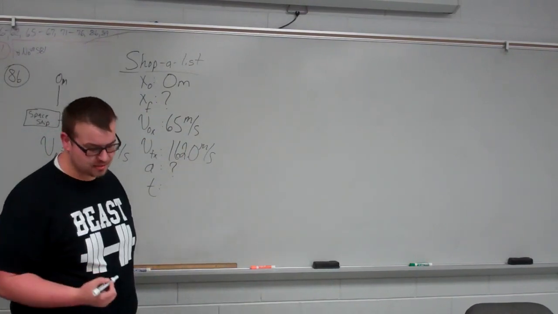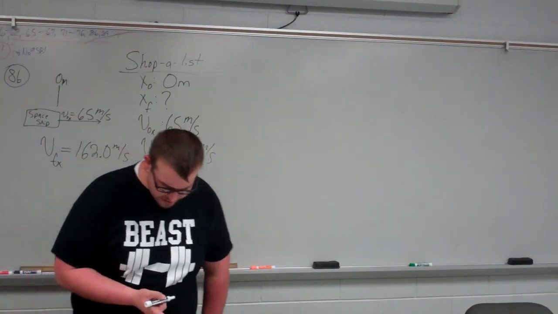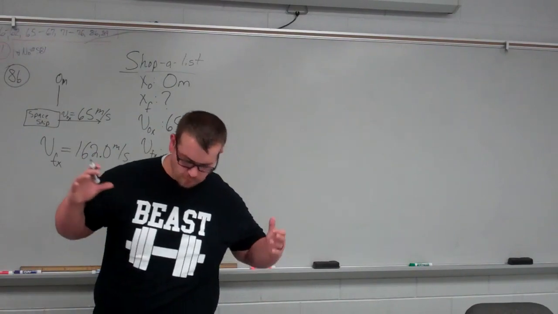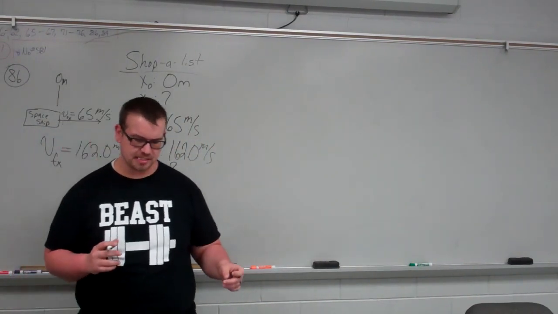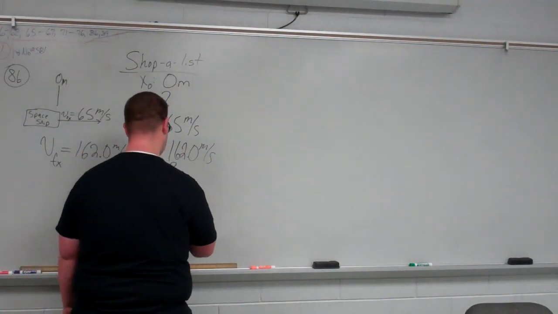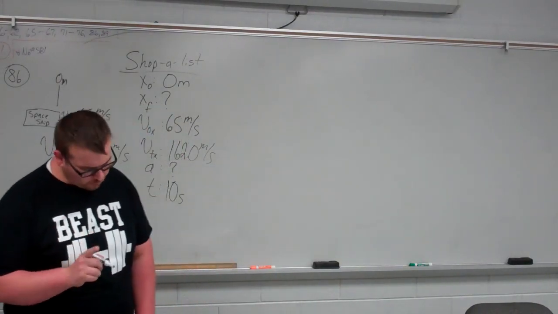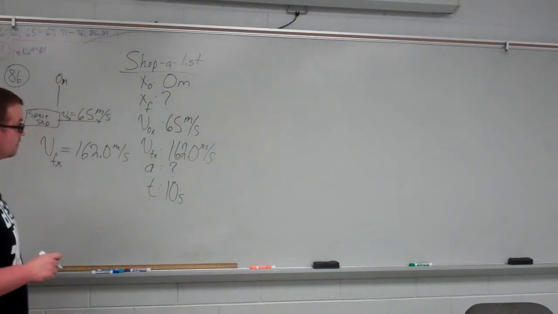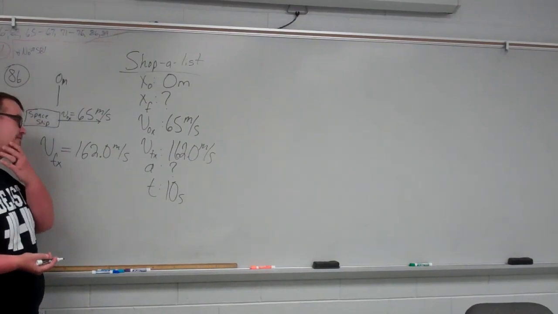If you paid attention to the question where it says how far would the spaceship move, it told you that it had that uniform forward acceleration from 65 meters per second to 162 meters per second in 10 seconds. So 10 seconds. And I am tasked with how far would the spaceship move. So I'm trying to find that distance that the spaceship is going to have.